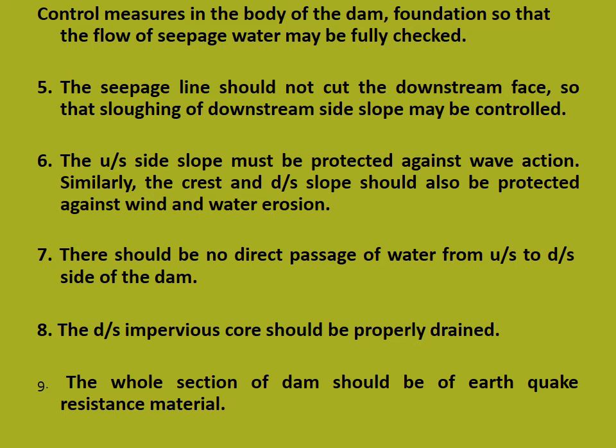The next criteria is the downstream impervious core should be properly drained by using a suitable type of filter material. Next criteria is the whole section of the dam should be made of earthquake resistant material.